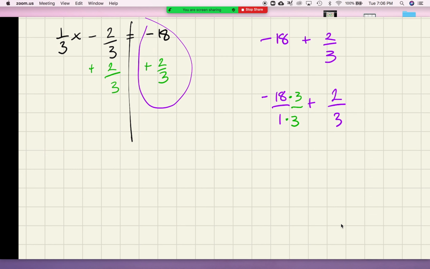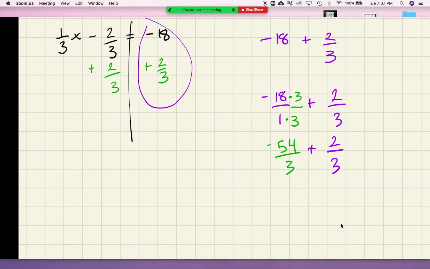So negative 18 times 3 would be negative 54. And then 1 times 3 would be 3. Now, if you take this and actually do the division in your calculator, 54 divided by 3, that's going to be 18, but it's a negative 54. So negative 54 divided by 3 is negative 18. So it's actually the same value, it's just in a different cup. That's how I think of it. But now, they both have 3's on the bottom.